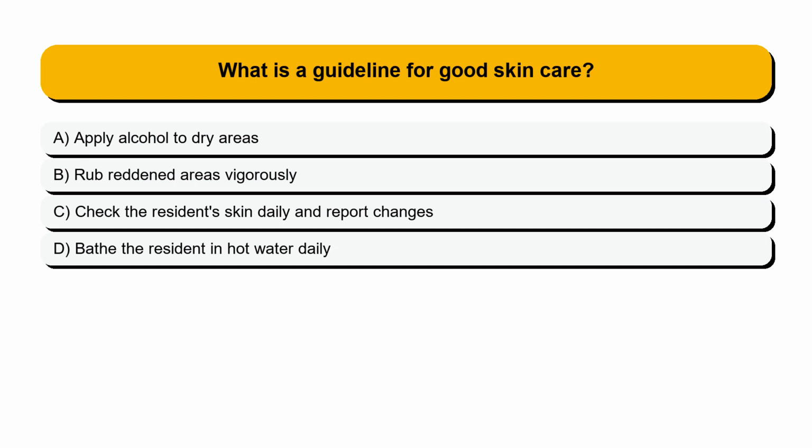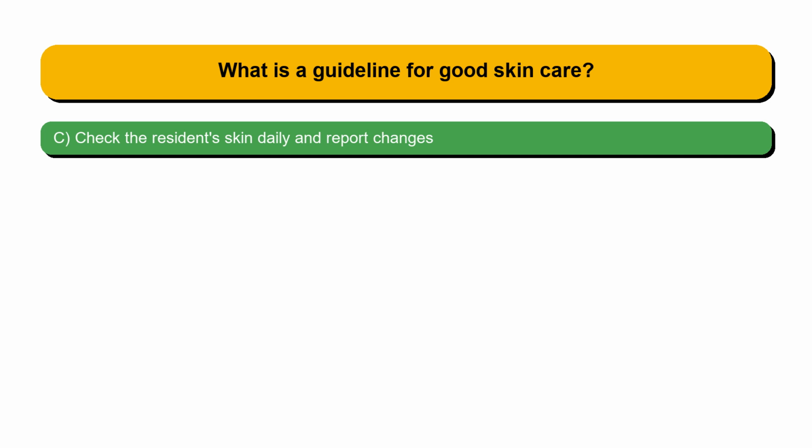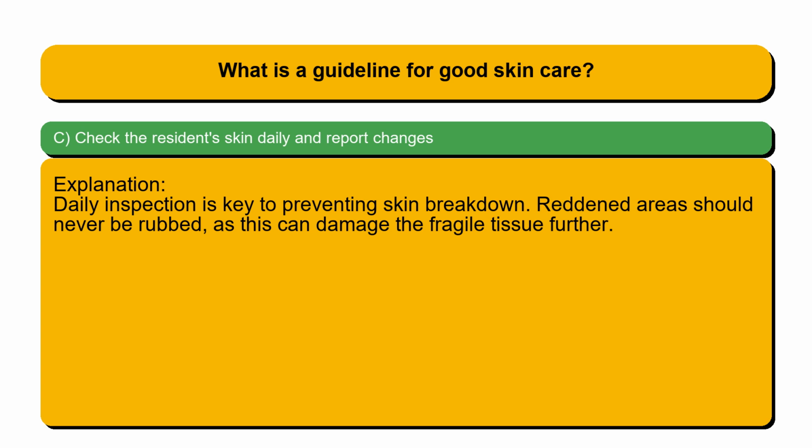Question 43. What is a guideline for good skin care? Option A, apply alcohol to dry areas. Option B, rub reddened areas vigorously. Option C, check the resident's skin daily and report changes. Option D, bathe the resident in hot water daily. The correct answer is option C, check the resident's skin daily and report changes. Daily inspection is key to preventing skin breakdown. Reddened areas should never be rubbed, as this can damage the fragile tissue further.